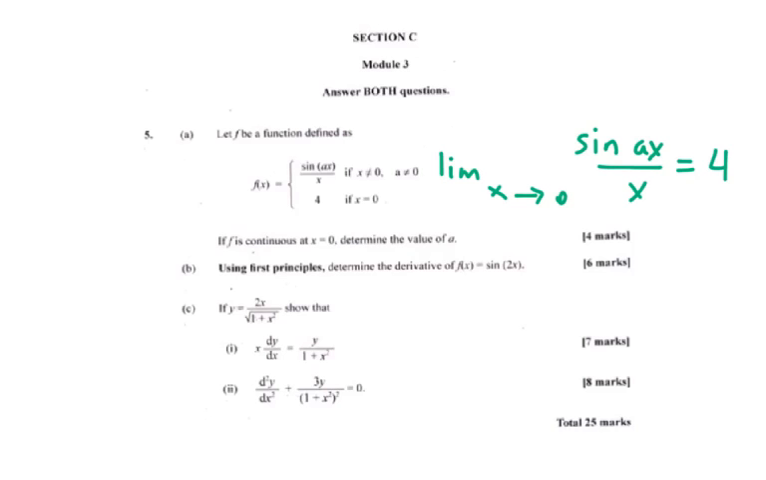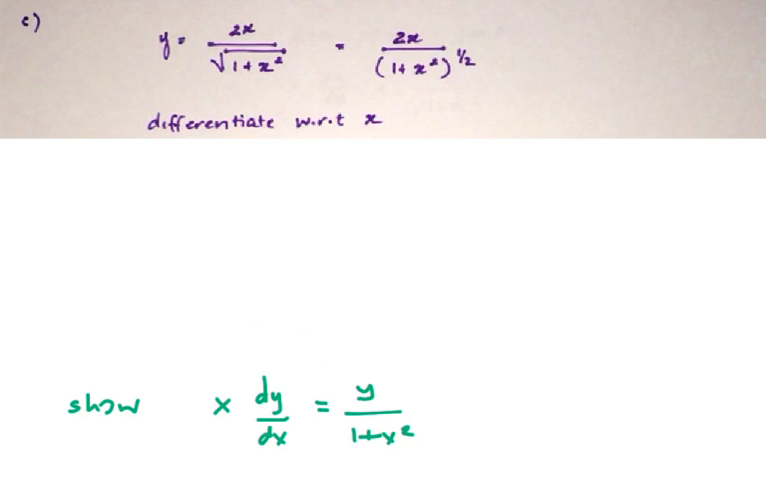Part C. If y is equal to 2x divided by the square root of 1 plus x squared, show that x times dy dx is equal to y divided by 1 plus x squared. Okay, so we've been given y is equal to 2x all over the square root of 1 plus x squared. Another way of rewriting that is 2x divided by 1 plus x squared all to the power of 1/2. So now we're going to differentiate with respect to x, keeping in mind that at the end of this we want to show that x times dy dx is equal to y divided by 1 plus x squared.